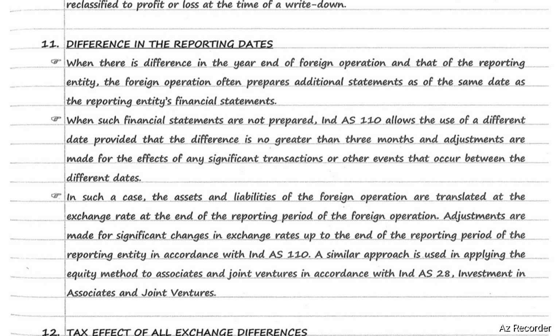In such a case, the assets and liabilities of the foreign operation are translated at the exchange rate at the end of the reporting period of the foreign operation. Adjustments are made for significant changes in the exchange rates up to the end of the reporting period of the reporting entity in accordance with Ind AS 110. A similar approach is used in applying the equity method to associates and joint ventures in accordance with Ind AS 28, Investments in Associates and Joint Ventures.